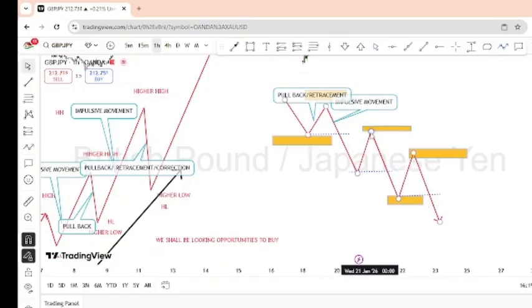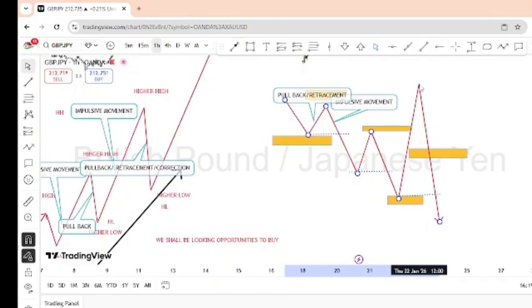This pullback must not break this resistance. For example, this pullback must not break this to the upper side. It must not break this previous resistance. When it breaks it, it's telling you that this sell is about to end, or a new direction is about to change. So you start at that moment.